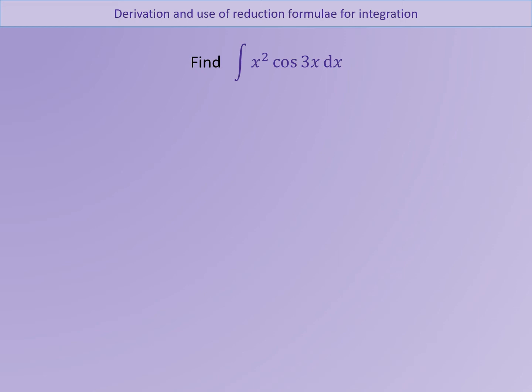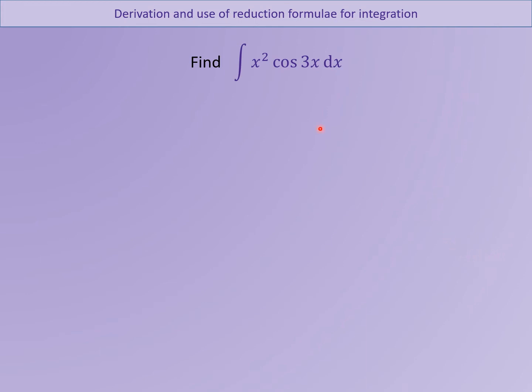A2 Further Maths Reduction Formula. Okay, so what I'd like you to do is see if you can work out the integral of x squared cos 3x. Okay, so just pause it, give yourself enough time to do it. Okay, so let's see what you did then.